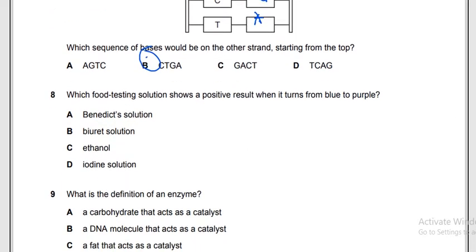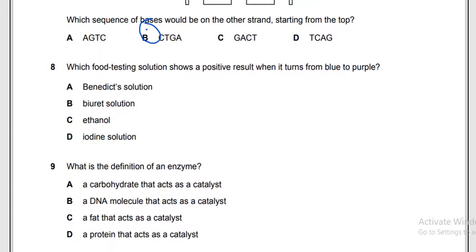Now they said the food testing solution shows a positive result when it turns from blue to purple. So that's the test for protein, and for the test of protein you use biuret solution, which changes color from blue to purple.